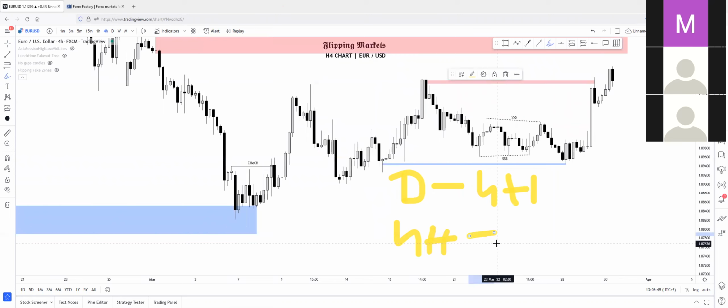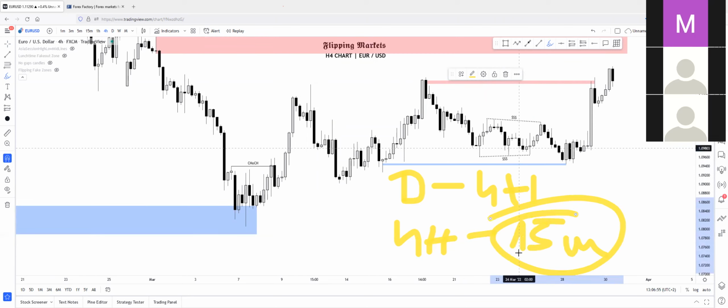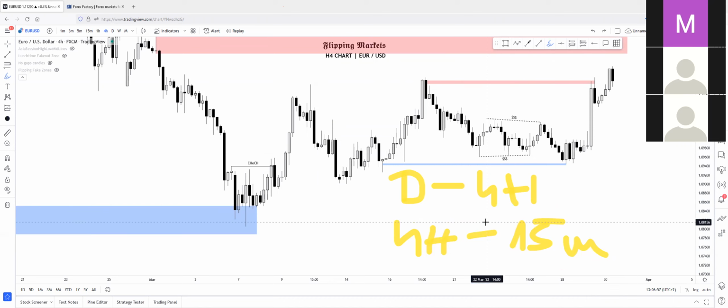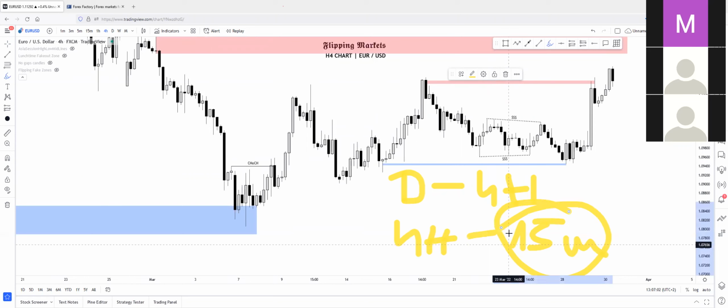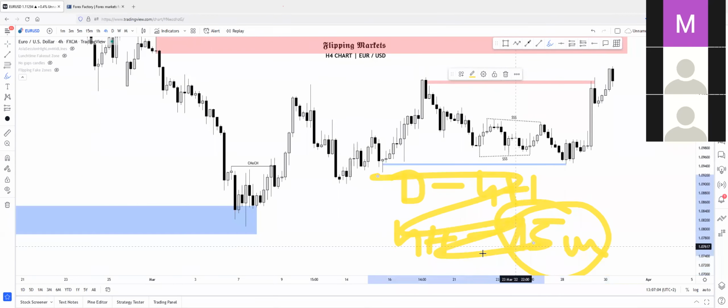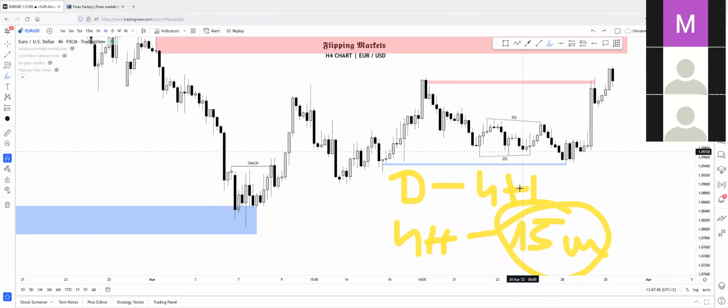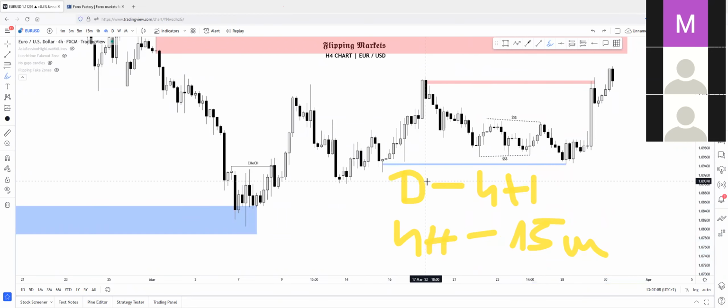Exactly. The 4-hour chart can only be confirmed by the 15-minute chart, and only by the 15-minute chart, not by the 5-minute, not by the 30-minute, not by the 1-hour. The 4-hour chart can only be confirmed by the 15-minute chart, because that's the strongest confirmation. All of these time frames that have been shown right here are fractal.